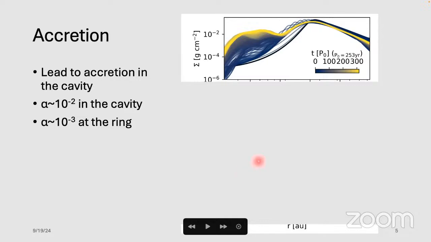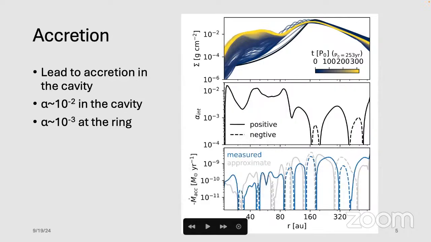And this is the case. In the beginning of the simulation, the density in the cavity is very low, it's 10 to the negative 5. But after 500,000 years, the density becomes much higher. So that means the spirals can lead to accretion. And if you measure the effective Reynolds stress and calculate this alpha accretion rate, it can be as high as 10 to the negative 2 in the inner disk. So that is quite strong accretion.